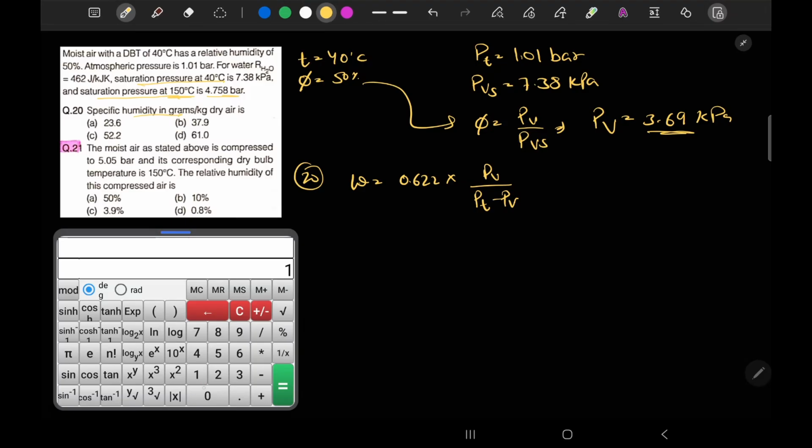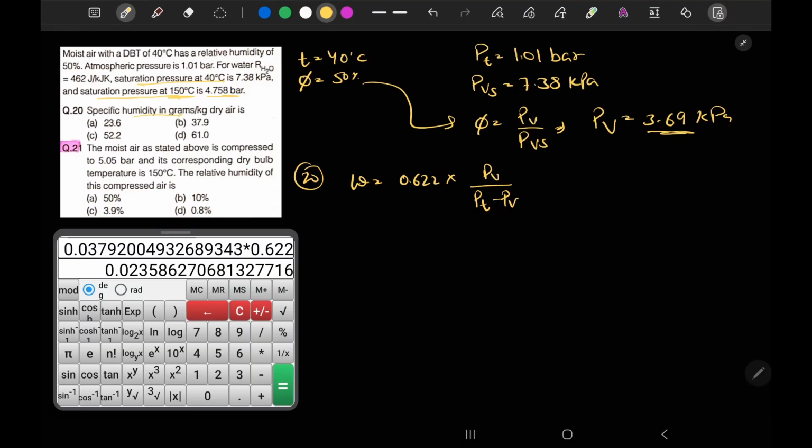So PT given is 101 kilopascal, divided by PV is 3.69 kilopascal. Okay, and minus 1, then inverse it, multiply it by 0.622. So we get the value of omega, if we want it in grams, so we can write 23.59 gram per kg of dry air. Okay, 23.59, so this is option A, correct.